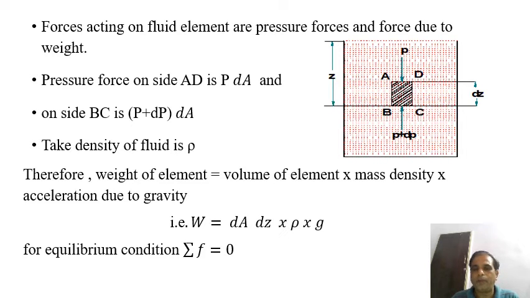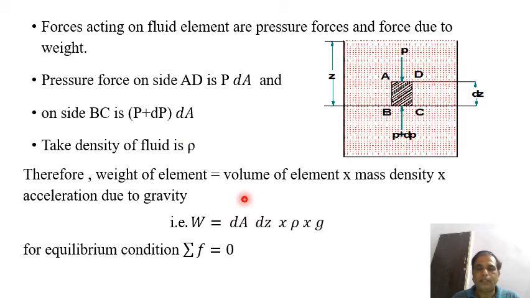You may ask why pressure is considered P here and why it is P plus dP. We know pressure is increasing in the fluid as we move a distance from the free surface. As this depth increases, pressure will increase. Here pressure is less because it is very near to the free surface. As this depth increases, as the length increases from the free surface, pressure force increases. That is why at BC pressure force is P plus dP.